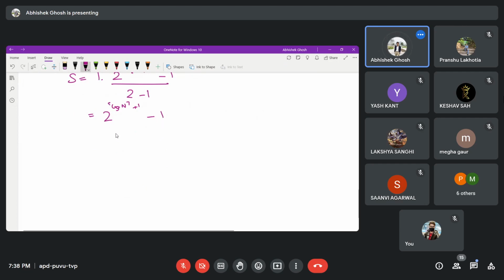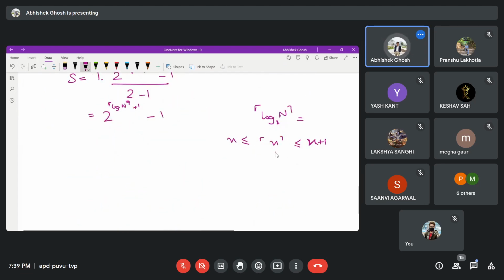So expanding this, log n base 2. I don't think I can solve this any further if I cannot expand this ceiling value, right? So when I'm writing bounds of any function, ceiling of log n base 2, let's say ceiling of x will be between x and x plus 1. So I need to take a comfortable size, so I need the larger value.